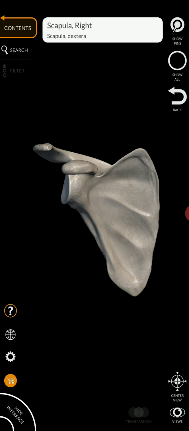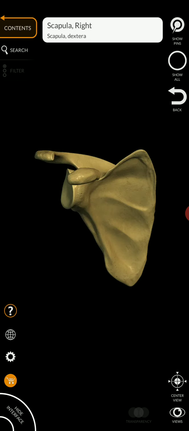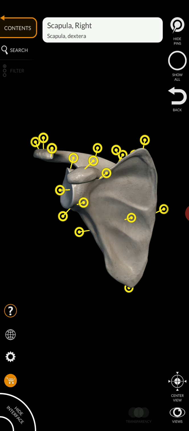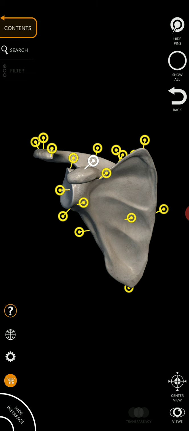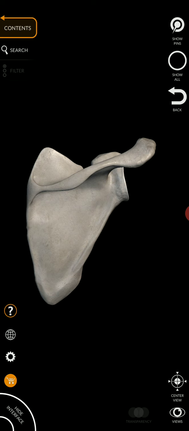Okay? And notice that you have this little feature right here, called the coracoid process, which is on the anterior side. On the posterior side, you don't have that. It looks very different. Okay?